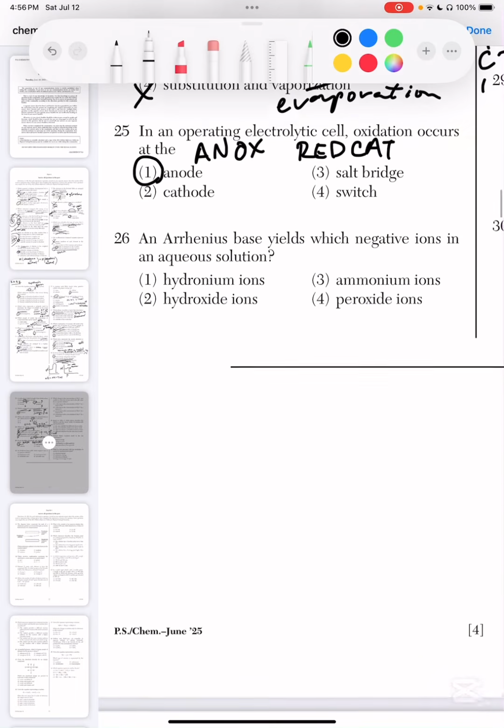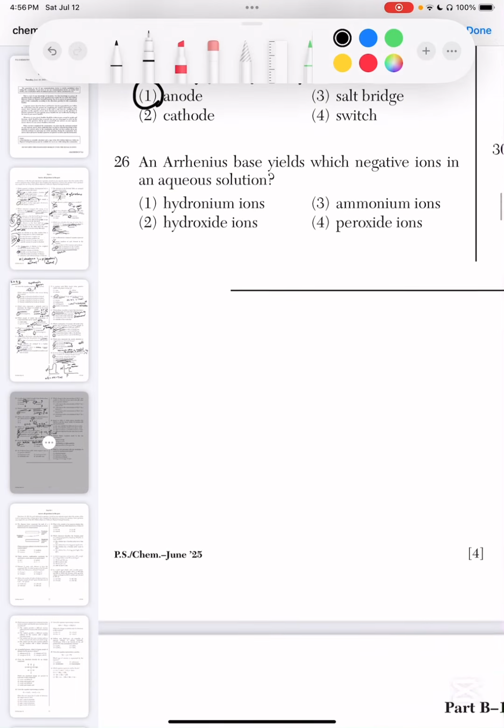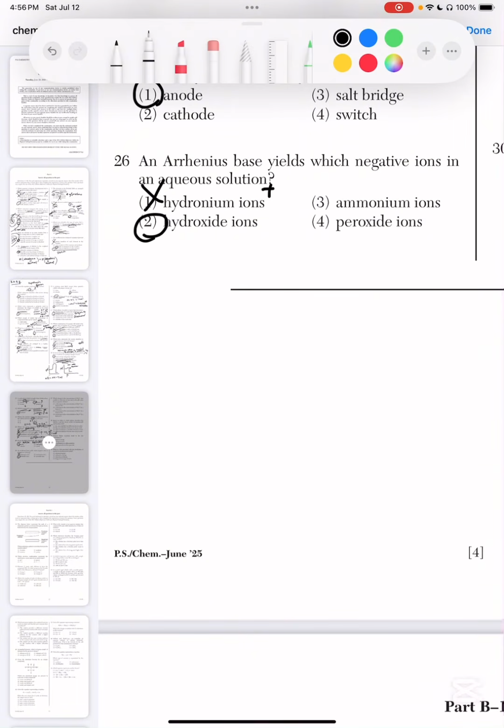Anode oxidation, reduction, cathode. An Arrhenius base yields which negative ions? Hydroxide. Hydronium is not negative. That's for sure. Hydronium is positive. Ammonium is positive. And peroxide doesn't make sense because an Arrhenius base doesn't yield peroxide. Acids and bases, it's either hydronium or hydroxide. So it's not these two either.